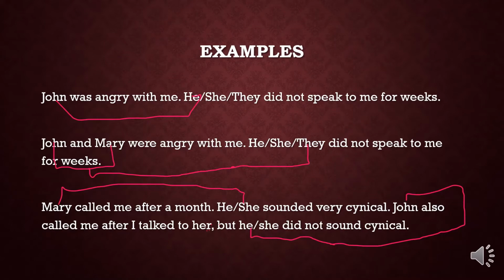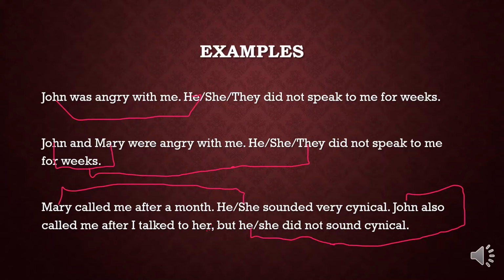Let's look at some simple examples to see how these pronouns are used in sentences. We have the first sentence here. John was angry with me. John is a noun. The sentence that follows this needs a pronoun. And because John is a third person singular male pronoun, we can say, he did not speak to me for weeks. We do not want she, and we do not want they here. So when we use he, it refers to John.